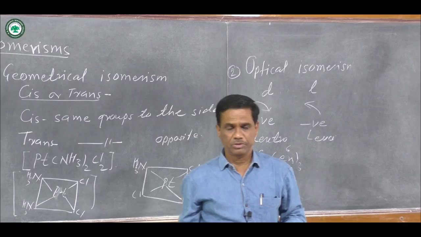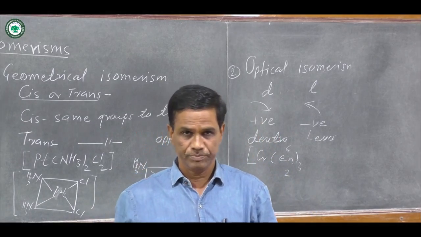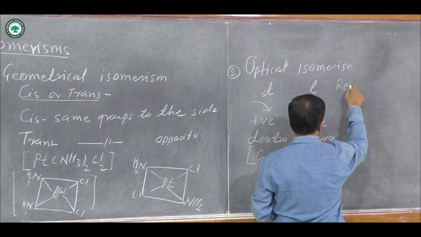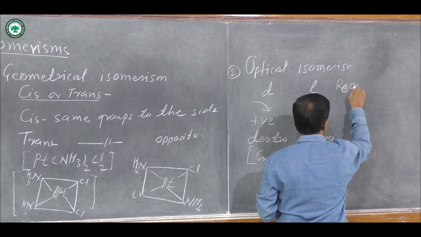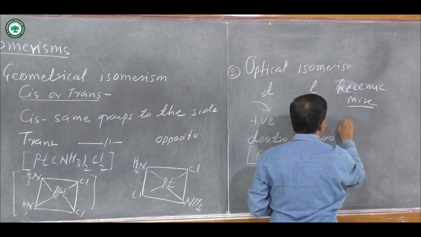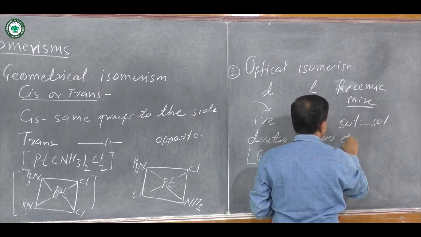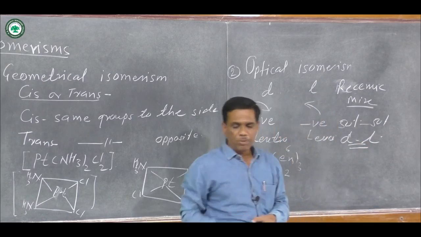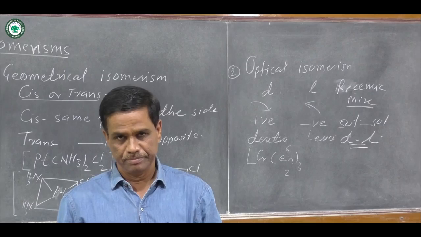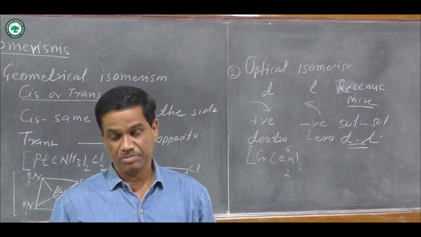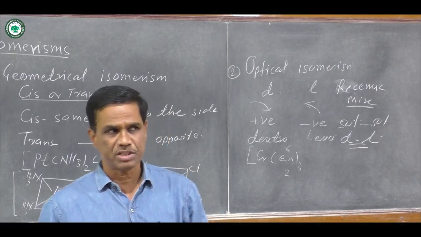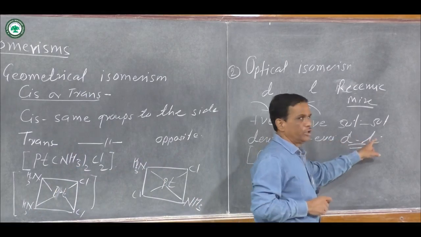When any mixture contains 50% of dextrorotation and 50% of levorotation, that compound or mixture is known as a racemic mixture. In a racemic mixture, the percentage of dextro and levo, that is D and L, is equal, 50-50%. For optically active compounds, there is an asymmetric atom. That coordination compound contains non-superimposable structures, and that molecule shows dextro and levorotation.